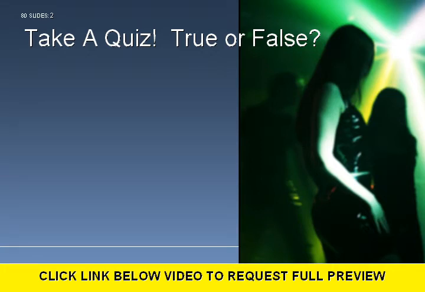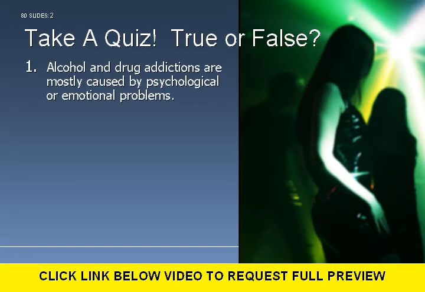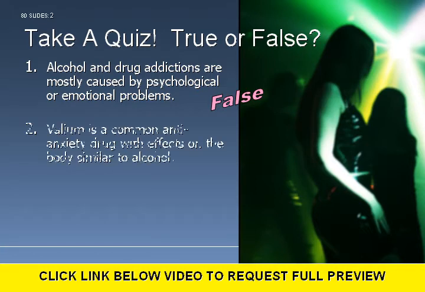Take a quiz. True or false? Number 1. Alcohol and drug addictions are mostly caused by psychological or emotional problems. The answer is false. The behavior of a person with addiction leads many people to conclude that the illness is psychological. However, research has led us to recognize that the illness comes first and behavior problems then follow, not the other way around.